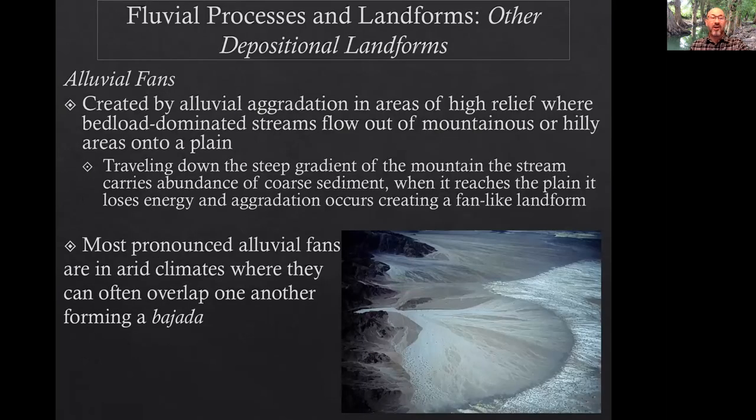Now that we're done talking about erosional processes, I literally spent 90% of the time, maybe 80, talking about erosional processes, rivers eroding, degrading the environment. And now let's get to deposition and aggradation. Okay, there's not much to it. Basically, we're just talking alluvial fans and deltas.